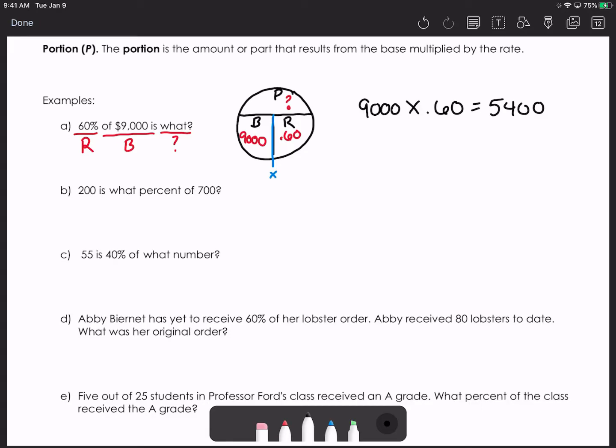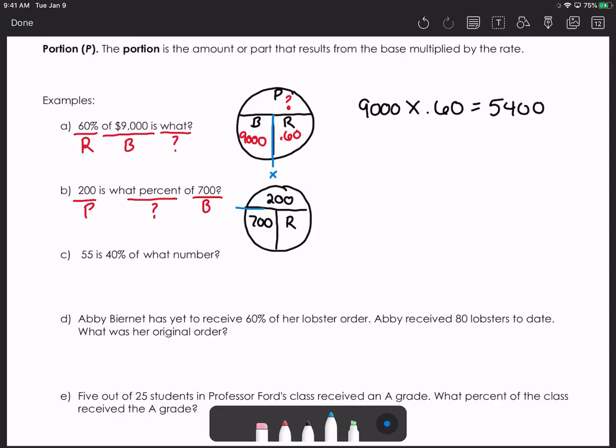Okay, the next example, it says 200 is what percent of 700? 700 is the base because that's what comes after the word of. That's what we're comparing everything to. The percent is what we're looking for. So by default, the 200 must be the portion. Now when I put all of this in the circle, I put my portion at the top. My base goes on the lower left. And my rate is the percent, which is what I'm looking for.